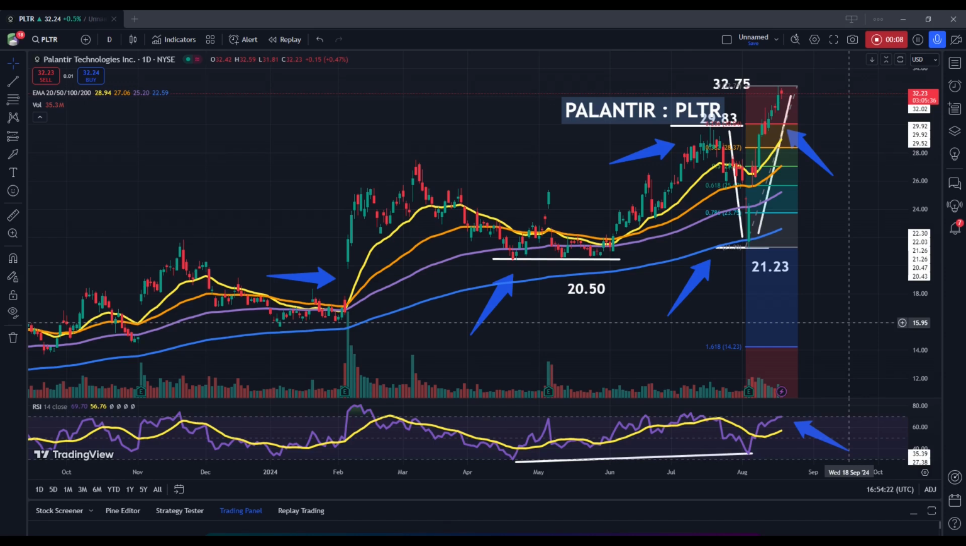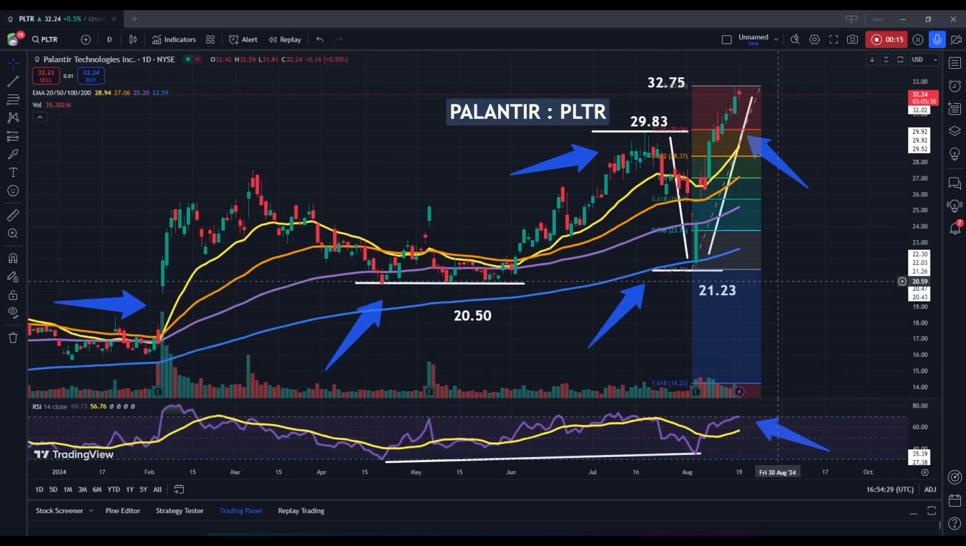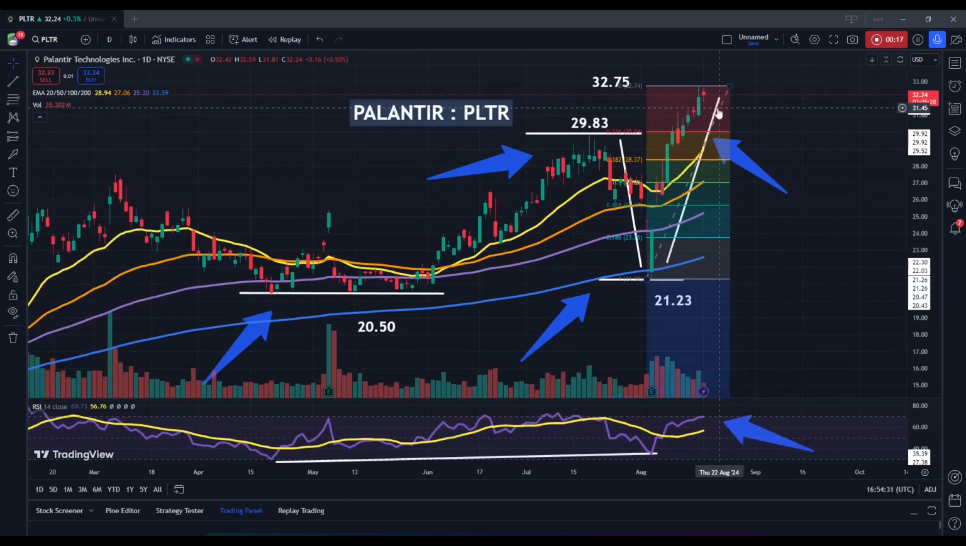Here we have the daily price chart for Palantir Technologies Incorporated, stock ticker PLTR. As we can see here, the stock is starting to have a bit of a downside reversal. Not much, but we're starting to see a bit of a pullback after the stock has seen this tremendous run to the top side.